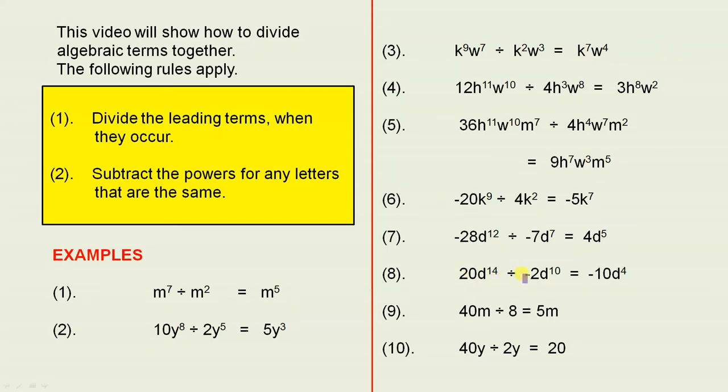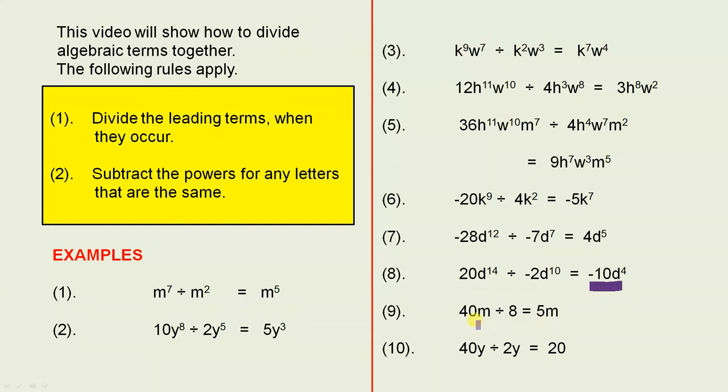And a positive divided by a negative gives you a negative. So when we do the division, we have negative 10. And when we divide over here, d to the power of 14 divided by d to the power of 10, 14 take away 10 gives you 4. And that's why that's the answer.